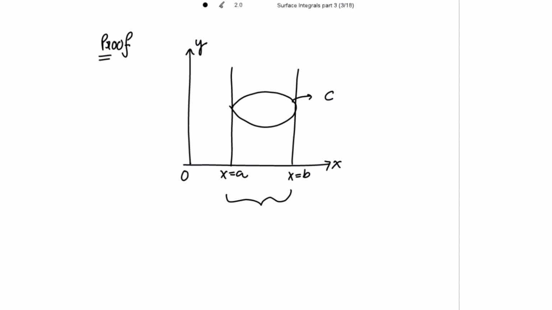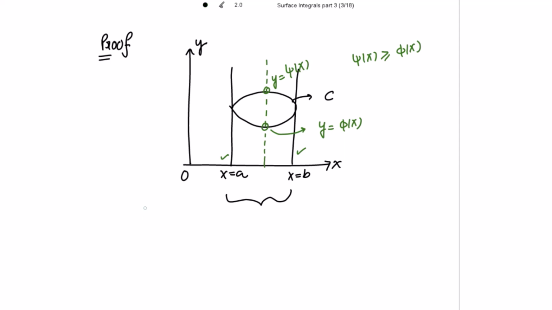This region is such that if I take any line parallel to the y-axis, because I have taken these two lines which are parallel to the y-axis, then any line parallel to the y-axis meets the curve in at most 2 points. Let those points be y equal to phi(x) and y equal to xi(x), where xi(x) is greater than or equal to phi(x).